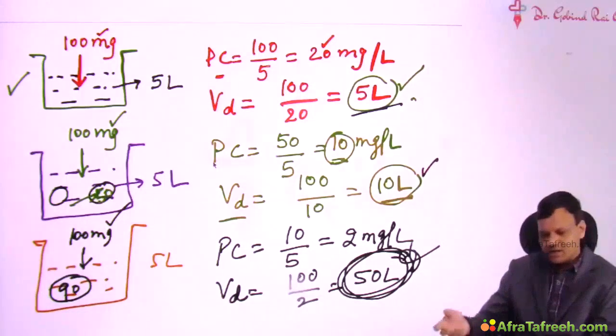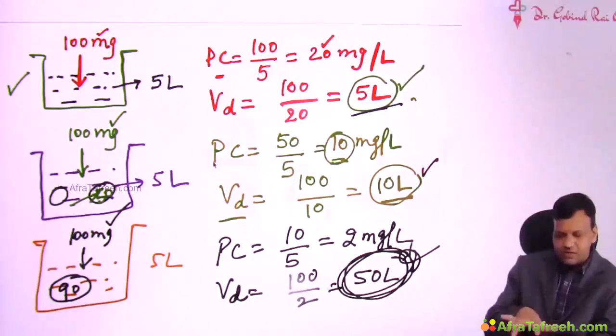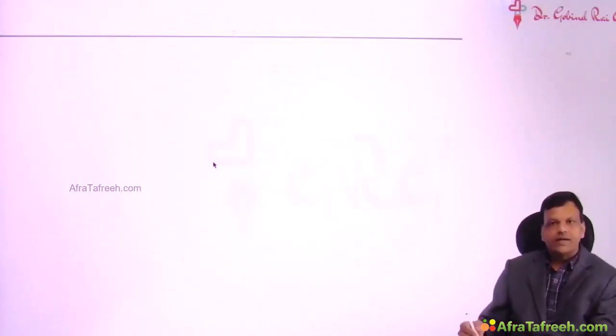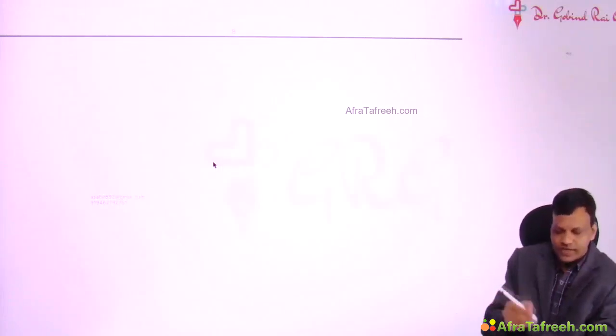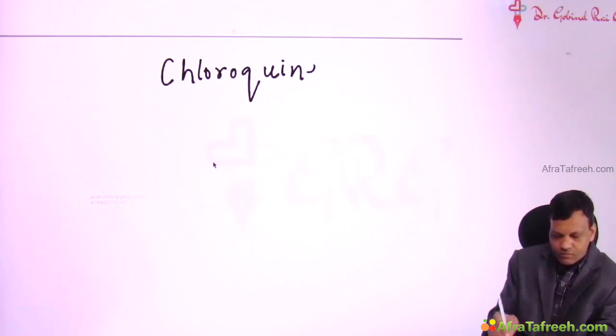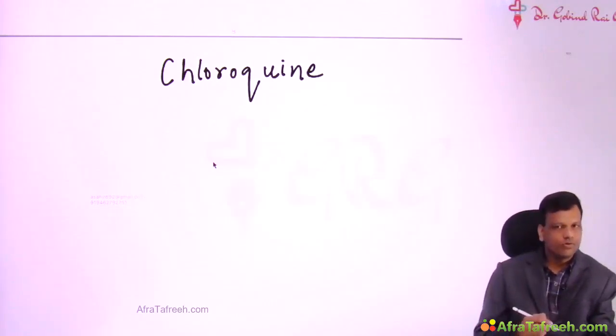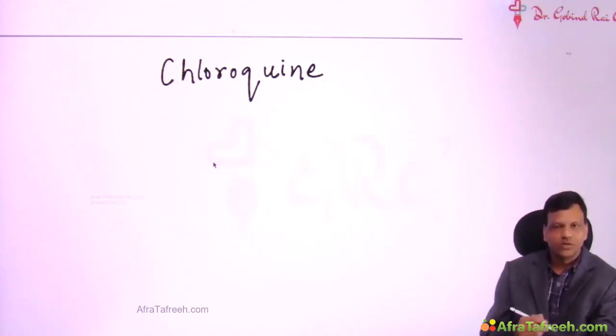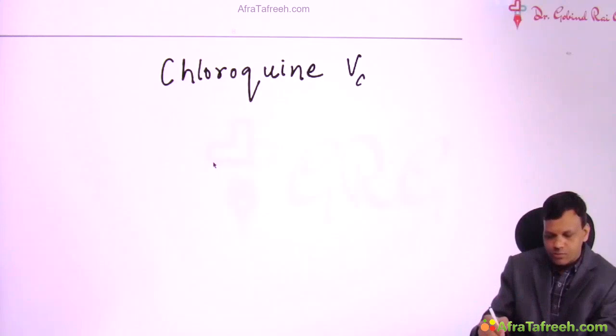Now we have spent around 20 minutes understanding what volume of distribution is. Now we'll try to understand the clinical importance of volume of distribution. To understand the clinical importance, we'll take the example of a drug called chloroquine. First of all, why are we taking the example of chloroquine? Because this is a drug having maximum volume of distribution. Volume of distribution of chloroquine is more than 1300 liters.